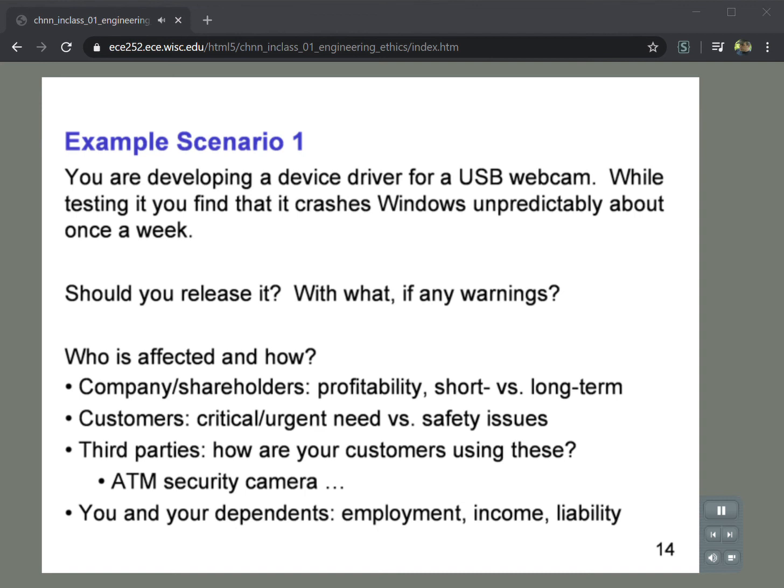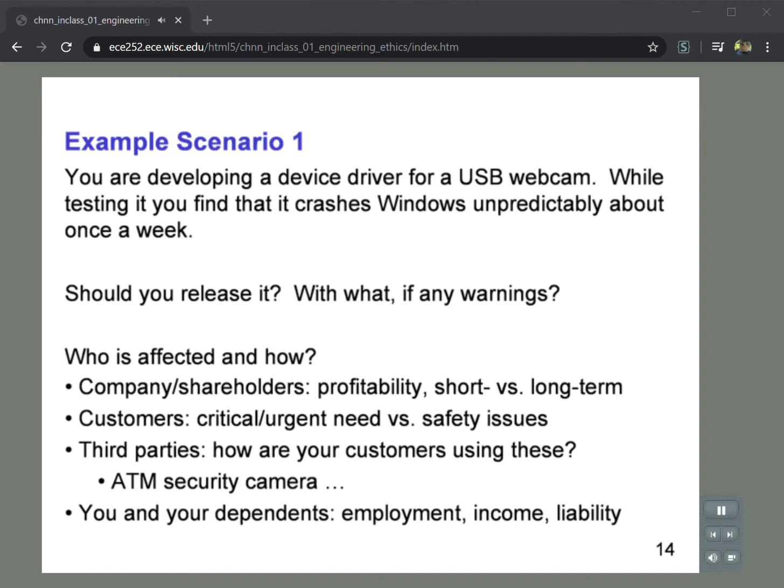There are also third parties. Maybe your customers are using these in applications that you haven't really potentially envisioned. What if somebody is actually going to incorporate this into their ATM as a security camera? So their ATM runs Windows. The ATM needs to have a security camera to create a record of everybody who uses the ATM. They're going to use your USB webcam in this product. Now the ATM is going to crash once a week as a result of your USB webcam's device driver being flaky. What does that mean? What are the implications of that?